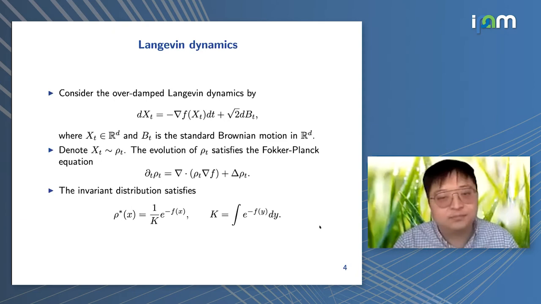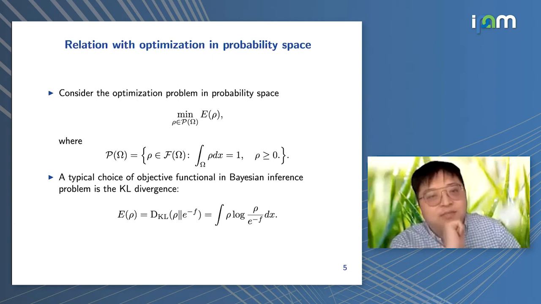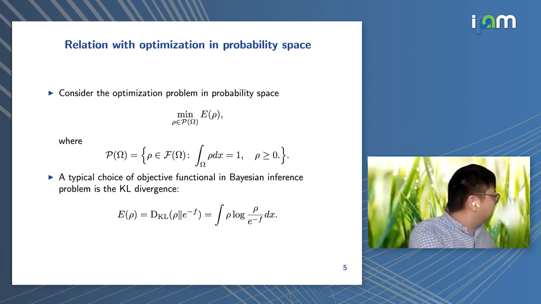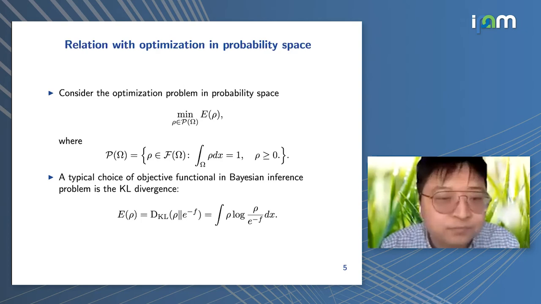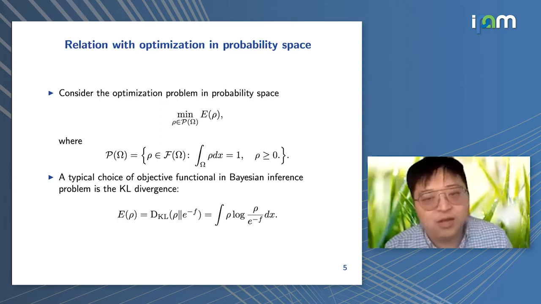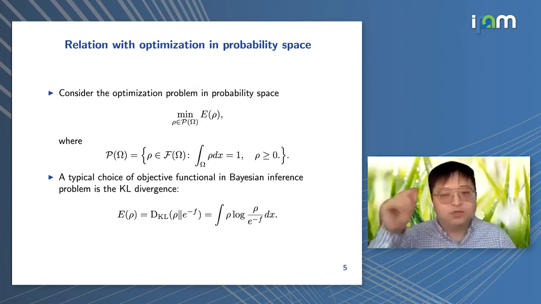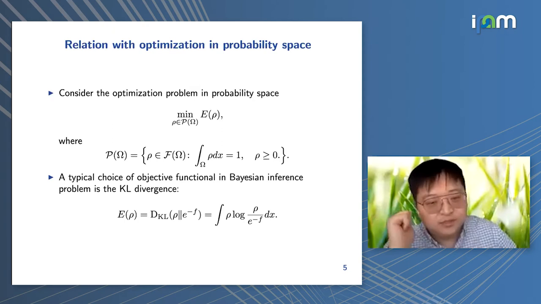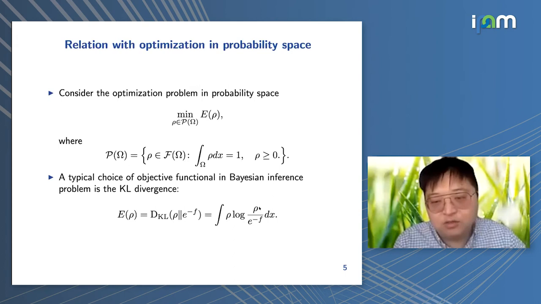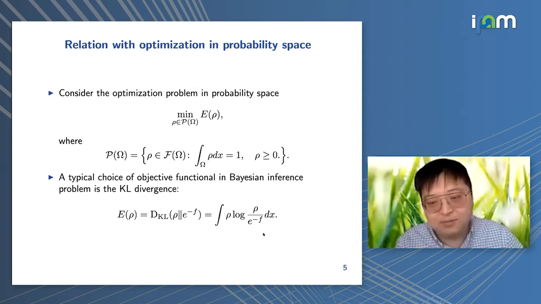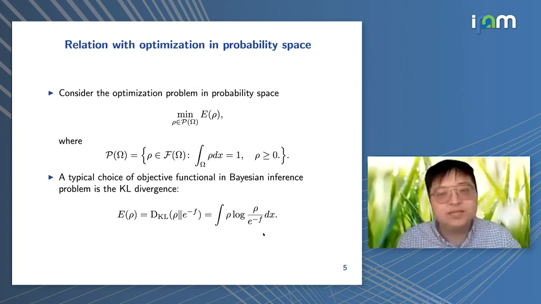Now, what does this dynamics mean? Actually, we can look at it from the optimization angle in the probability space. In other words, we consider the following optimization problem. We minimize over the density function a suitable energy function, where P of Omega equals the following set, the integral of rho equals one, rho is non-negative. There are many choices of the E. In particular, we look at the KL divergence, okay? So if I look at rho log rho over e to the negative f, and I'm solving this optimization problem, I know my minimizer is rho equal to e to the negative f.